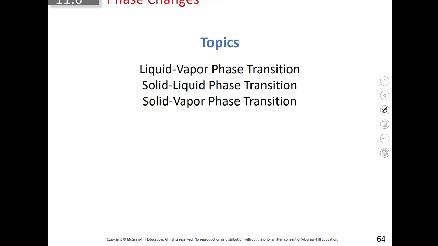So moving on to section 11.6, so I only got 2 more sections left. Now we're going to talk about the transitions between the states of matter. So we've talked about gases in chapter 10, and in this chapter we have talked about liquids and solids, and now we're going to talk about transitioning between those 3 phases and what happens at each of those transitions.